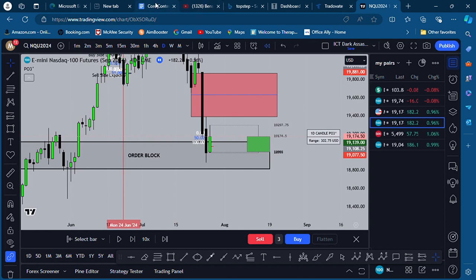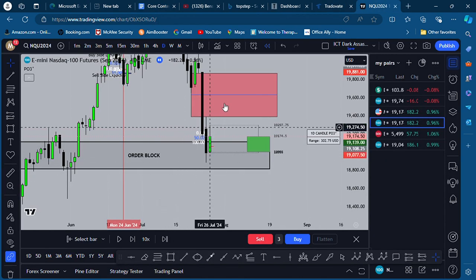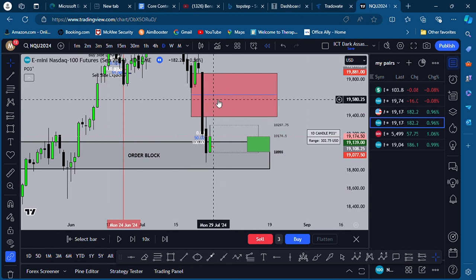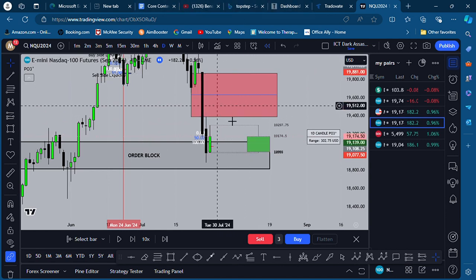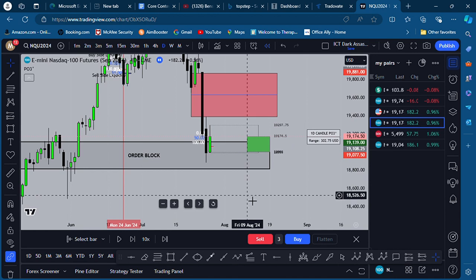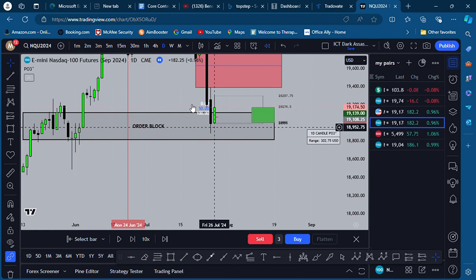Now, that's Monday, right? Monday's the expansion day. Tuesday's usually the reversal day. So if we go back and look, where would the reversal likely happen if it's going to happen on Tuesday? It's going to happen in here. It's going to happen in this gap. That's where it's going to happen. And then Wednesday is the expansion day. So then we'll probably get the expansion back into maybe these lows. Maybe we don't even respect this order block as much.